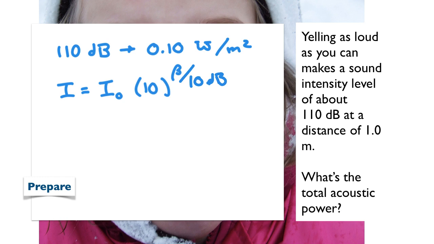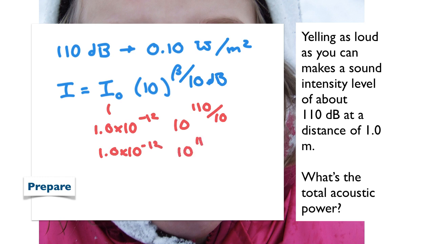So in this, I0, of course, is the smallest intensity you can hear. That's 1.0 times 10 to the minus 12th. And I multiply it by 10 to the beta, which is 110 divided by 10 decibels, so 10 to the 11th. So 1.0 times 10 to the negative 12th times 10 to the 11th is equal to 1.0 times 10 to the minus 1, or 0.1 watts per square meter. Okay, so that is our intensity.